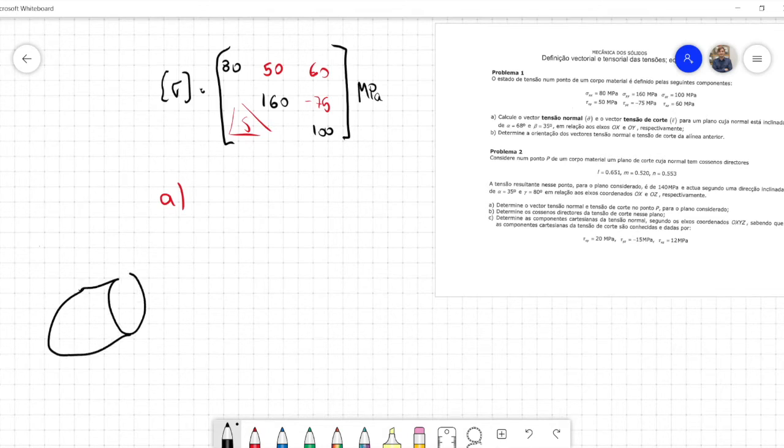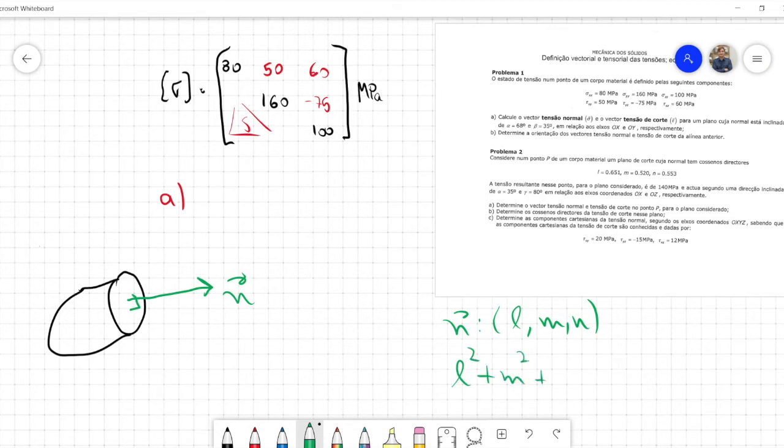So we can cut any solid by a plane, and this plane shall be defined by a normal vector. From algebra you know that every plane shall be defined by a normal to this plane, and this normal vector has three components that are called the director cosines, or something like this in English, cossenos diretores in Portuguese. And we know this is a versor, so it's a vector that has a modulus of 1. So we know that this relation holds: the modulus of the vector shall be 1.